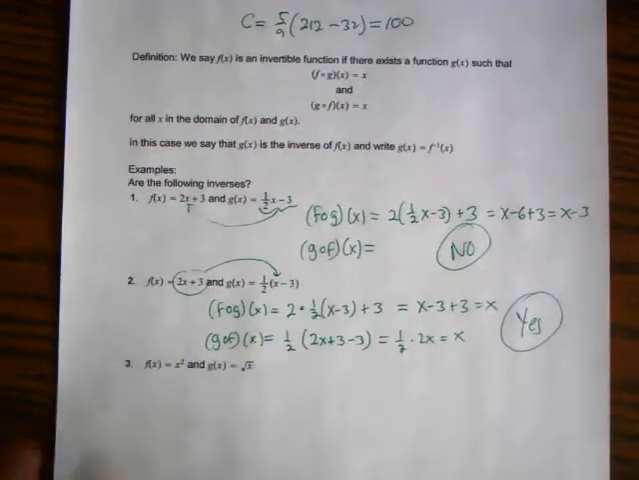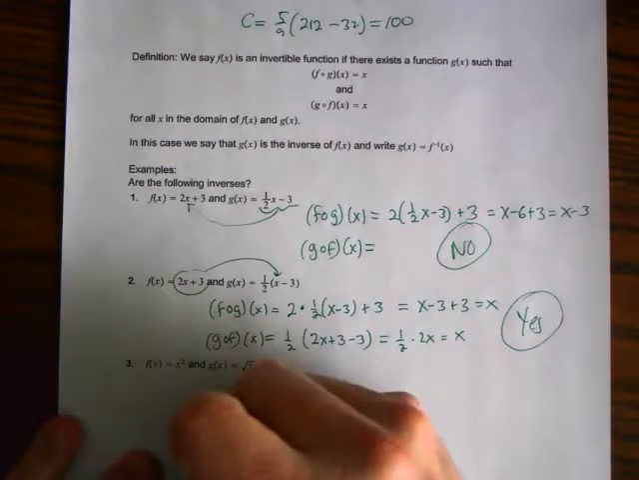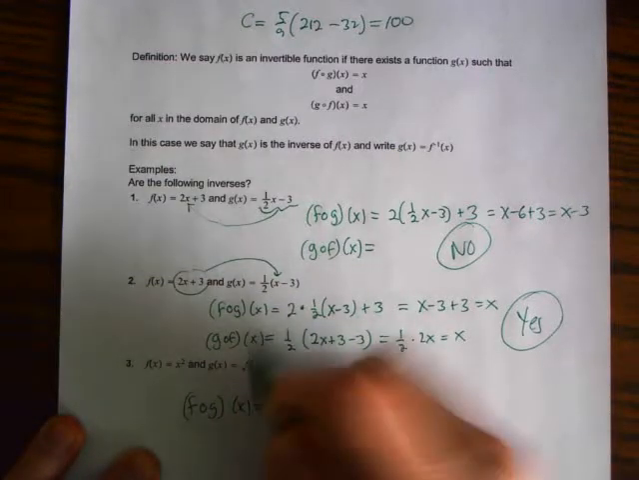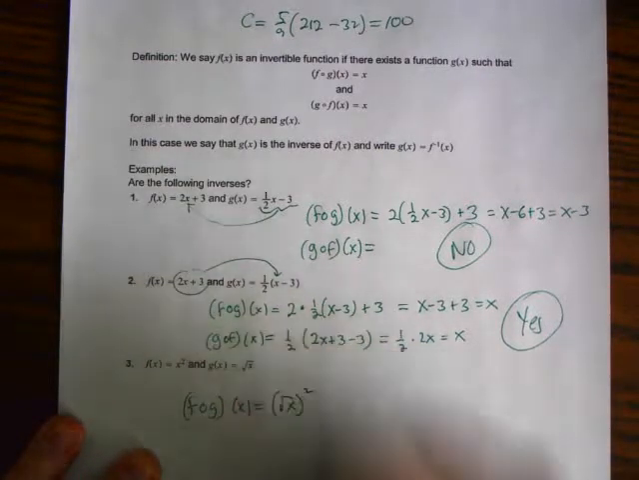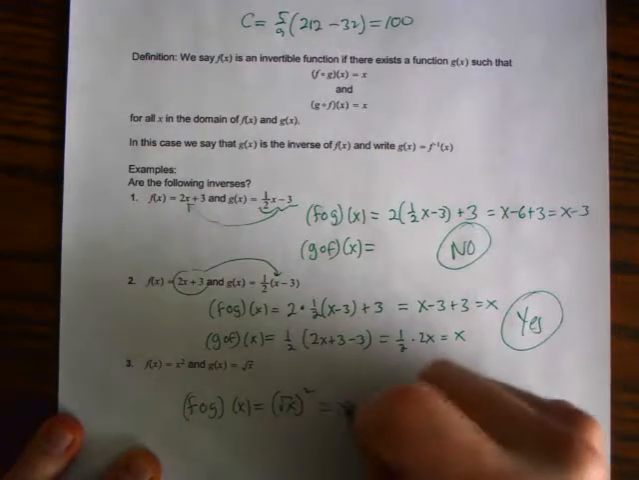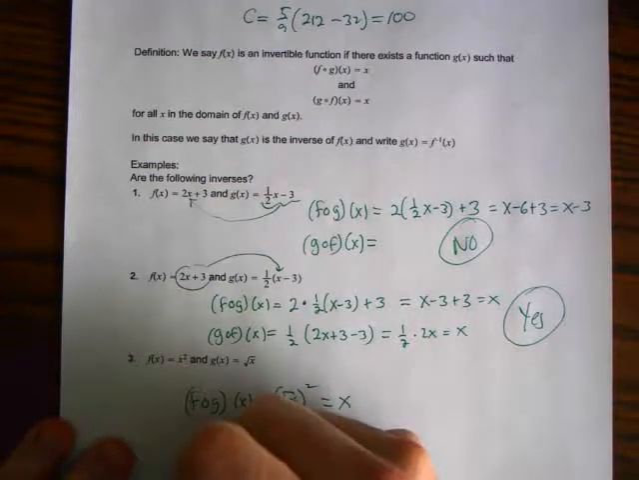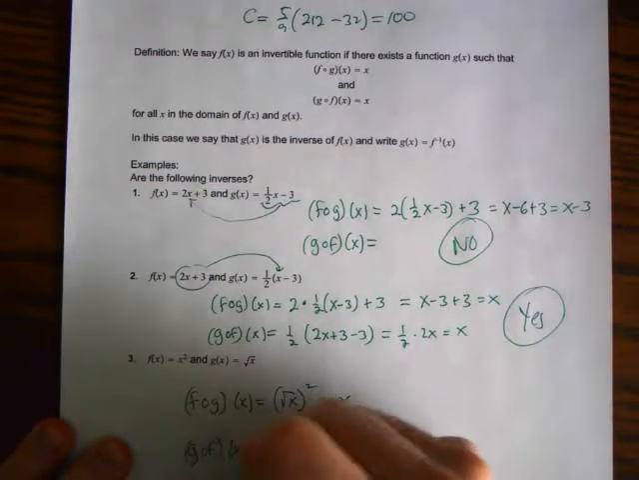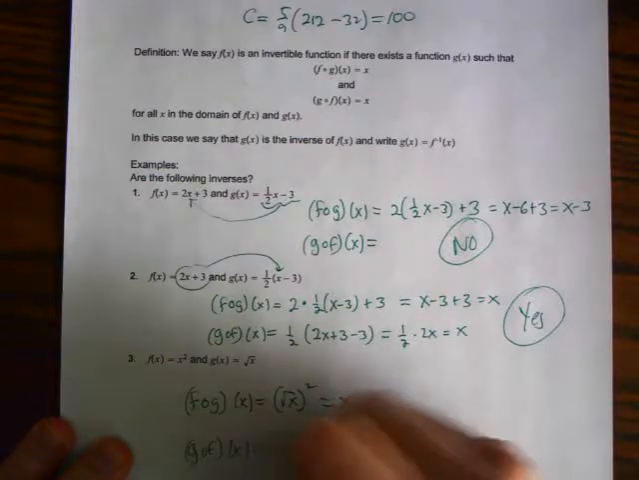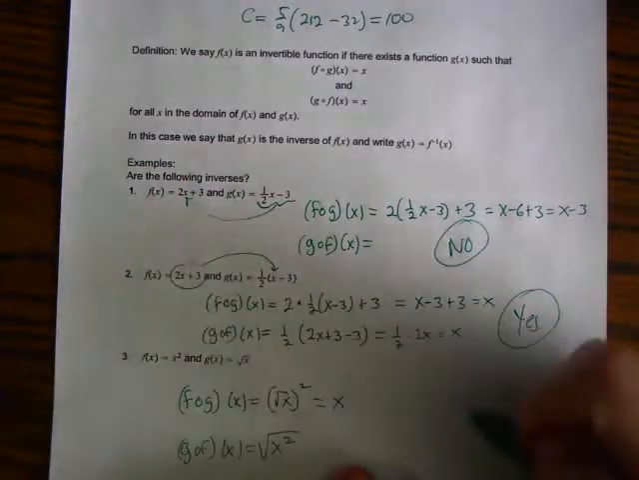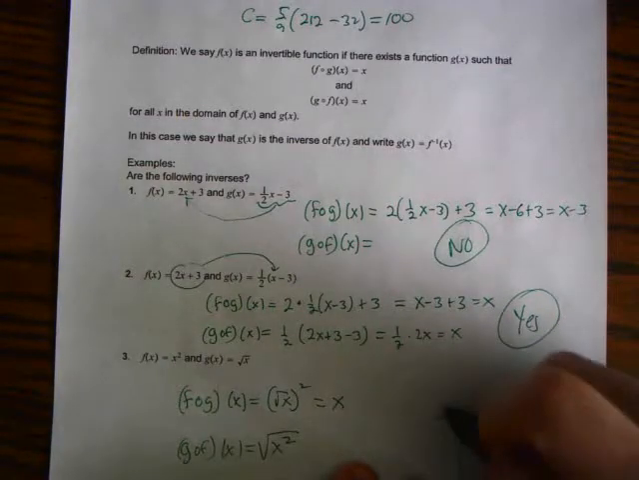Alright, are these two inverses? Well, let's see. If I take f of g, I would take the square root of x, and then I would square it. And that does turn out to be x. If I do g of f, I would take x squared and then square root it. And it's very, very tempting to say that would be x. Turns out it isn't. And let me give you some examples here. I'm going to build a little table.